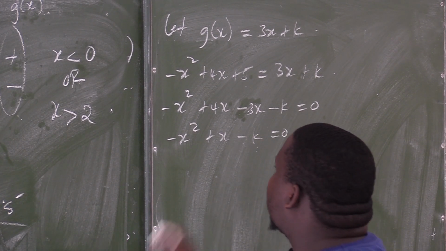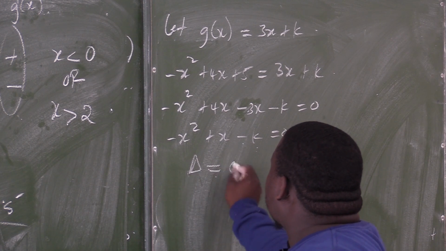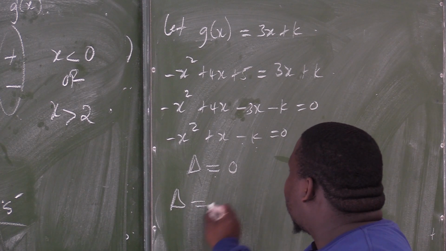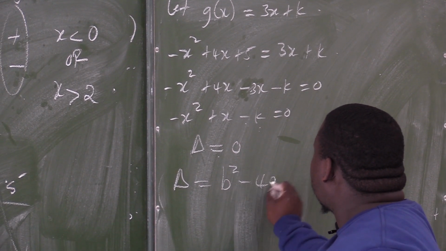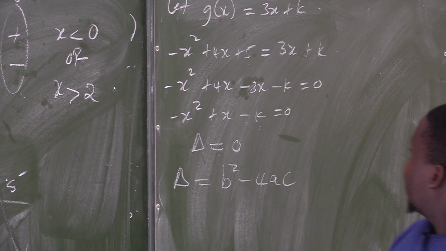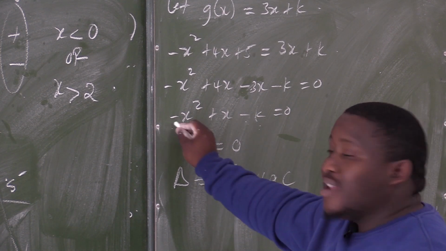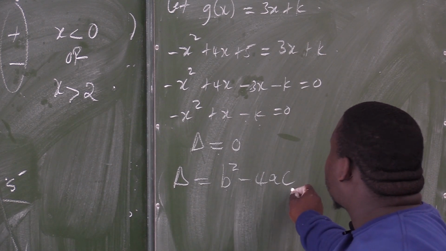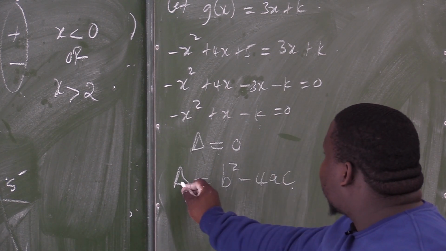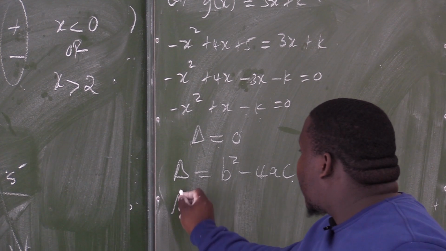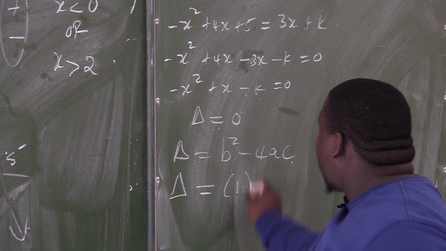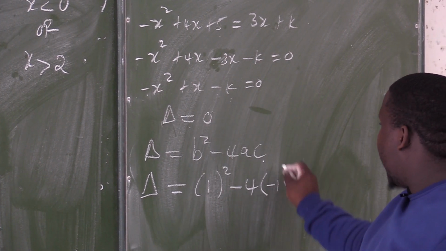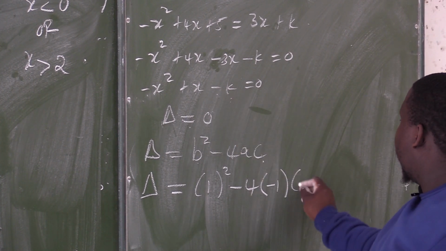For equal roots, delta must be equal to 0. But remember, what is delta? Delta is b squared minus 4ac. In this expression, what is my b? Negative 1. What is my a? Negative 1. What is my c? Negative k. But what is my delta? 0. So now let's work out delta first. So this is 1 squared minus 4. What is my a? Negative 1. What is my c? Negative k.